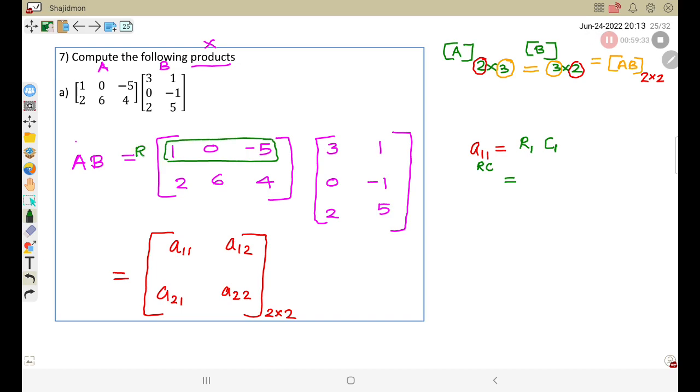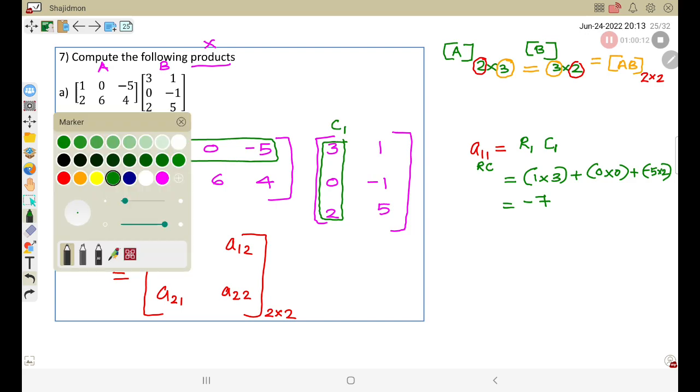This is row number 1. Multiply with column number 1 here. That means first number 1 multiply with first number 3, plus second number 0 multiply 0, plus third number minus 5 multiply 2, third number with third number. I hope you understood how we are doing. Now you can check this on your calculator. 1 multiply 3, 3, plus 0 multiply 0, 0, minus 5 multiply 2, 10.